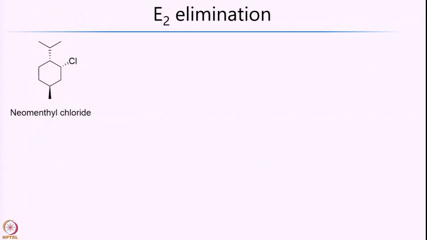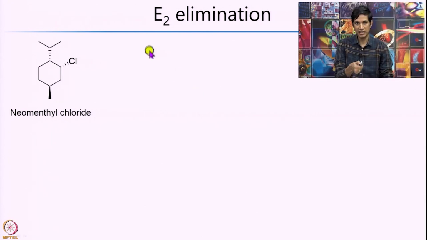Alright, so now let us look at what is called an E2 elimination. As you might have already guessed, E2 again stands for an elimination reaction which is bimolecular in the rate limiting step. This is analogous to the SN2 reaction which we had seen, where the rate determining step in the mechanism involved both the reactants.